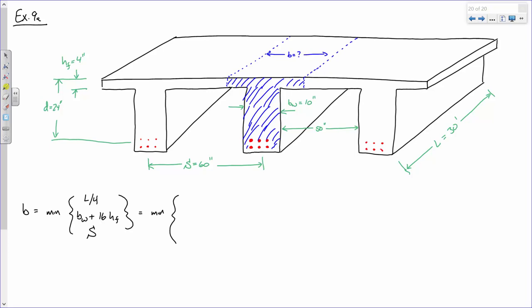Okay. Now, tell you what, what's the girder spacing? Let's work from the bottom up. What's the girder spacing? 60 inches. What is the web width? 10 inches. 10 inches plus 16 times what? 4 inches? And what's the span length? 30. 30 feet times 12 is 360. That man right there got it on the nose. It's 360 inches. You need to convert that to inches.